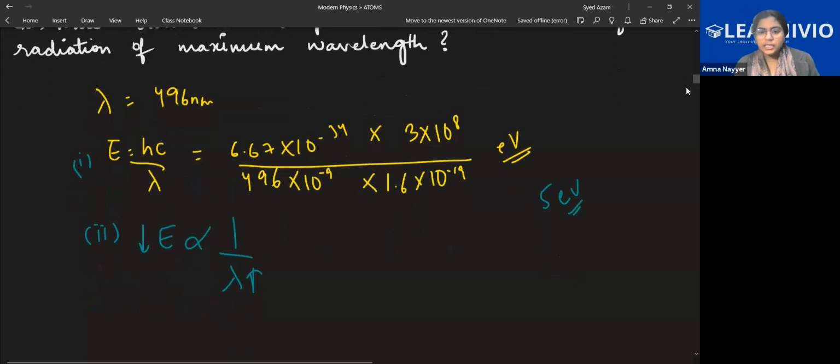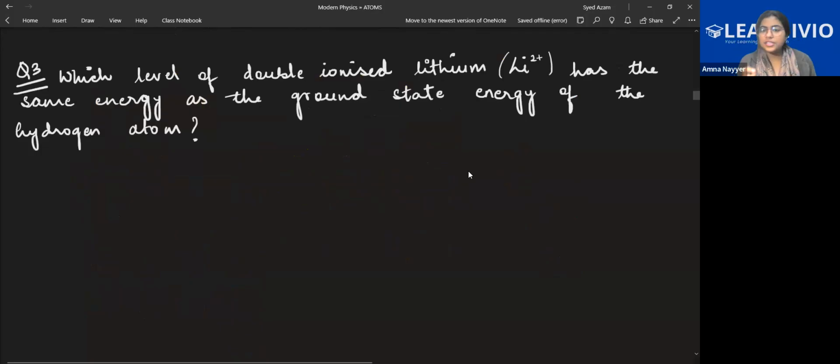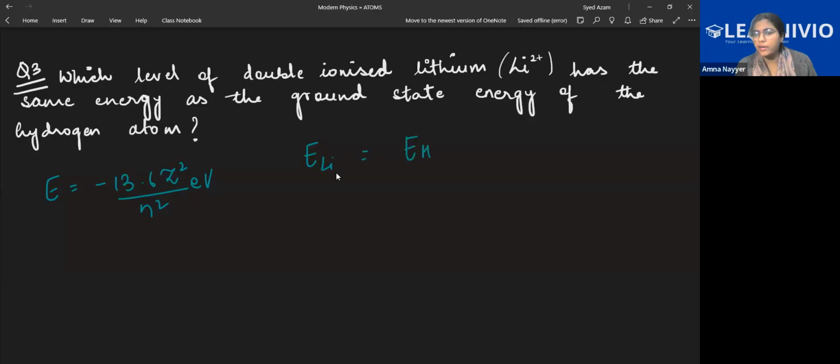Okay. This next question says that which level of lithium has the same energy as ground state of hydrogen? Means the formula of energy is minus 13.6 Z square by N square electron volt. This is saying the energy of lithium is exactly the same as that of hydrogen. Let me write down the formula.